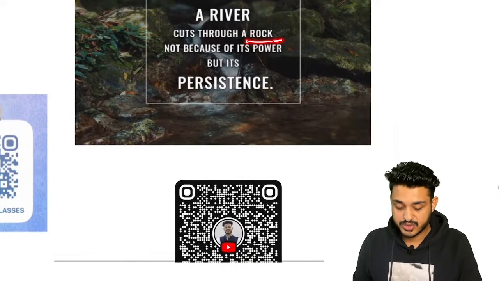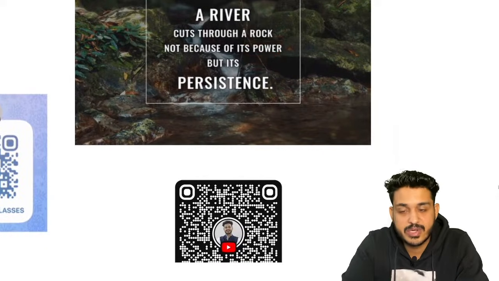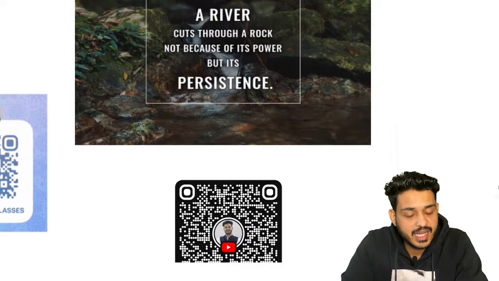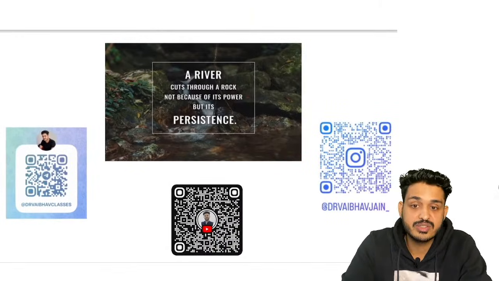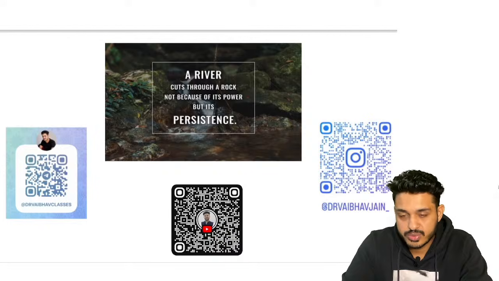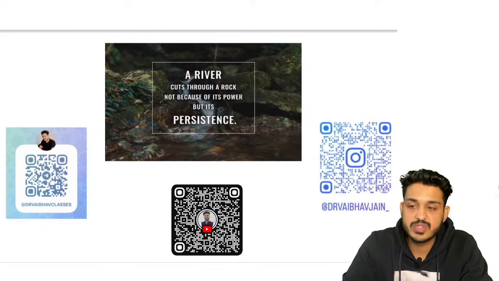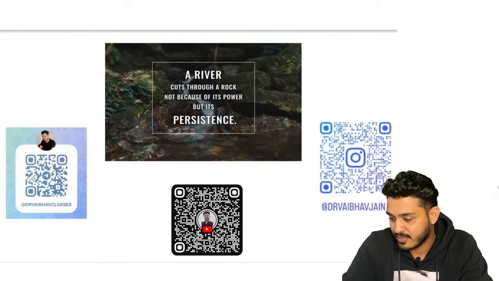A river cuts through a rock not because of its power but because of its persistence. This is the last time. Do not give up. Do not give up in any situation. Just keep doing the things, what I have seen over the years, right? People who are consistent are going to pass the examination. Okay, there are miracles which are going to happen, and they really happen, right?